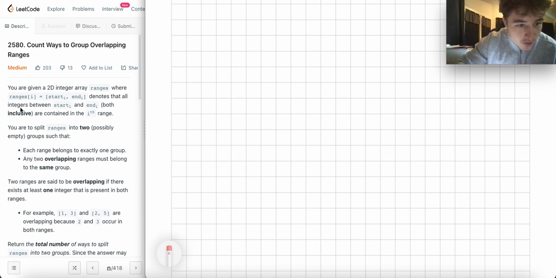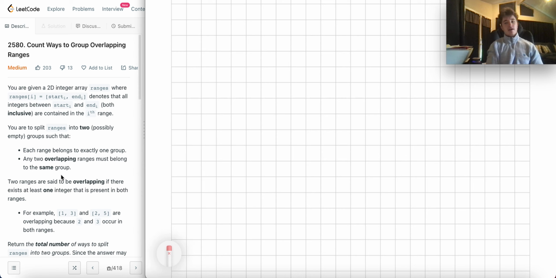Anyways, it denotes that all the integers between start_i and end_i are contained in the ith range. So it's just saying all these times are occupied by some integer. From start_i to end_i, all those times are occupied. You are to split ranges into two possibly empty groups such that each range belongs to exactly one group, and any two overlapping ranges must belong to the same group.